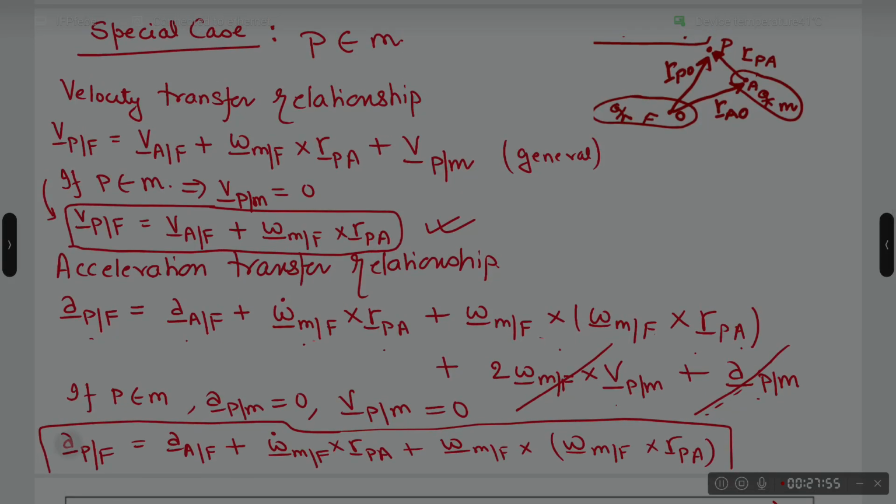Now, having made ourselves familiar with the velocity transfer and the acceleration transfer relationship, and also having completed the mathematical proofs of these two relationships, let us consider a special case. A special case in which the velocity transfer relationship and the acceleration transfer relationship simplify to a certain extent. That special case is when P is fixed in M.